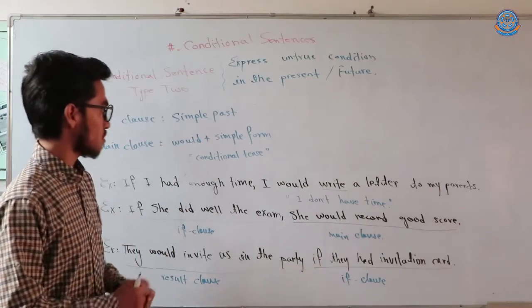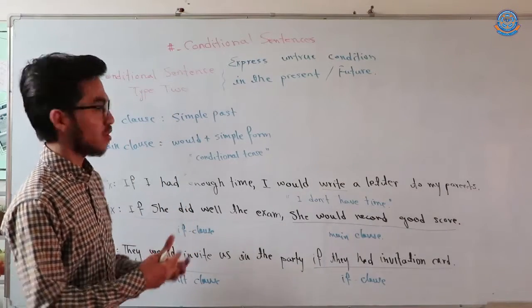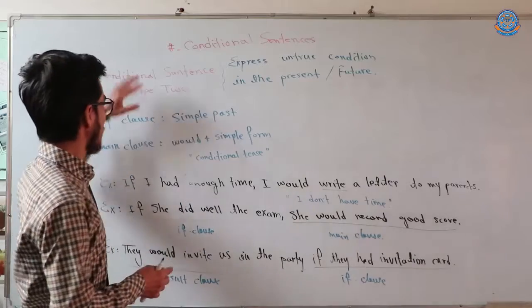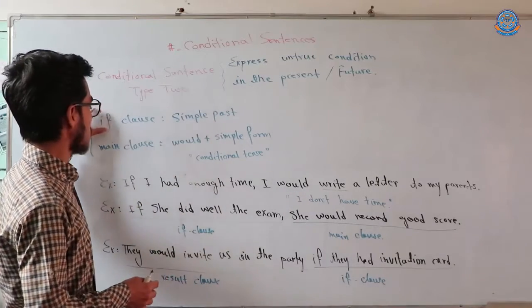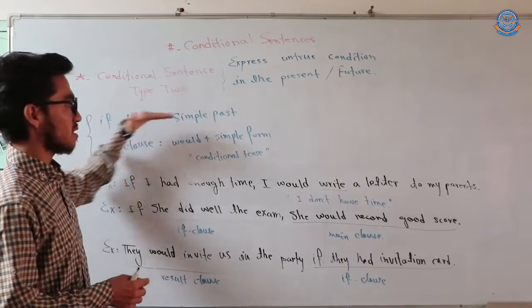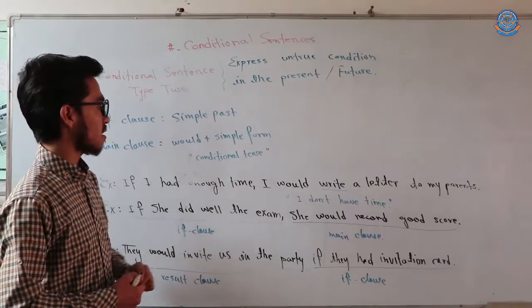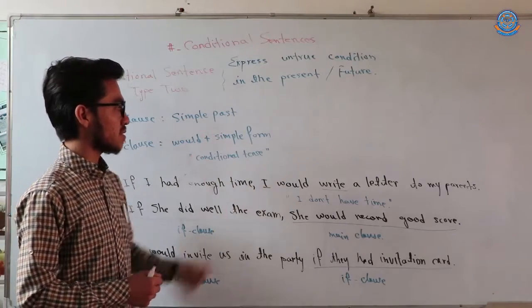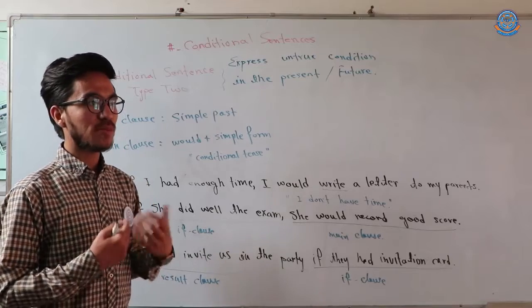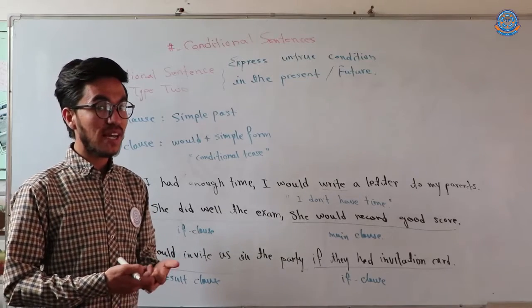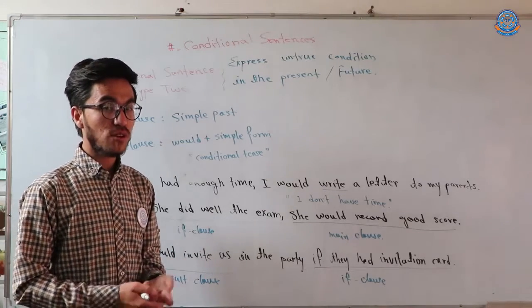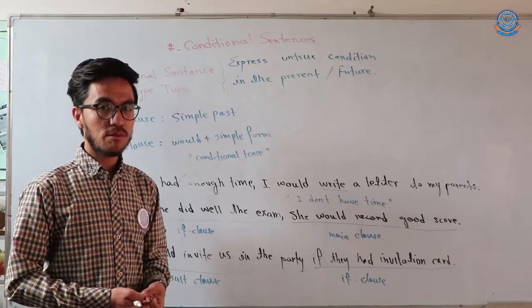So once again, I'm going to repeat conditional sentence type 2 very briefly. In conditional sentence type 2, we are using if clause and main clause, if clause in simple past tense, and main clause in conditional tense, or would plus simple form. So it expresses untrue or unreal or impossible condition in the present or future.